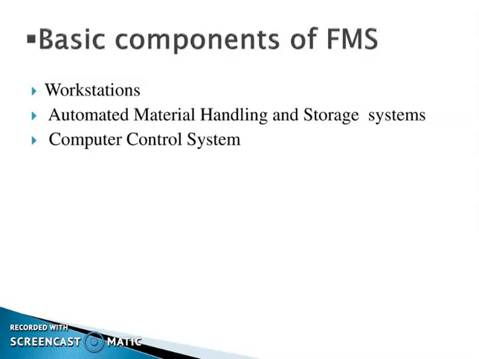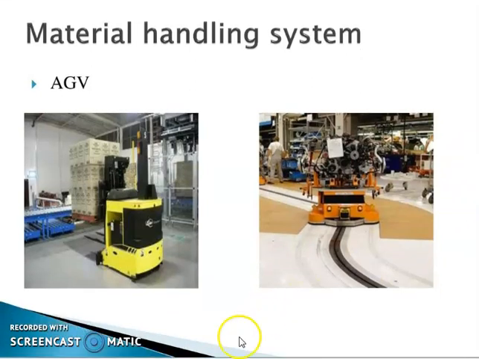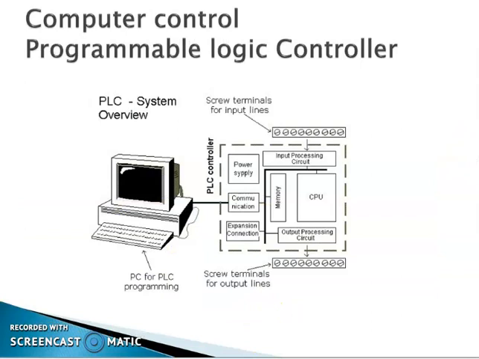The functions performed by the FMS computer control system are workstation control, in that distribution of control instructions to the workstations, then production control, traffic control, shuttle control, workpiece monitoring, tool control, then performance monitoring and reporting. We will discuss these one by one. So here we can see the material handling system, that is by AGV. You can see in this picture. Then the next one, the computer control programmable logic controller. Here you can see that is PLC, programmable logic controller.